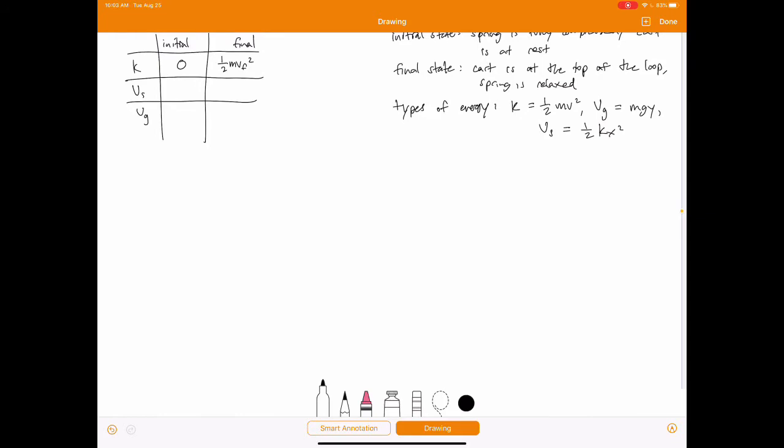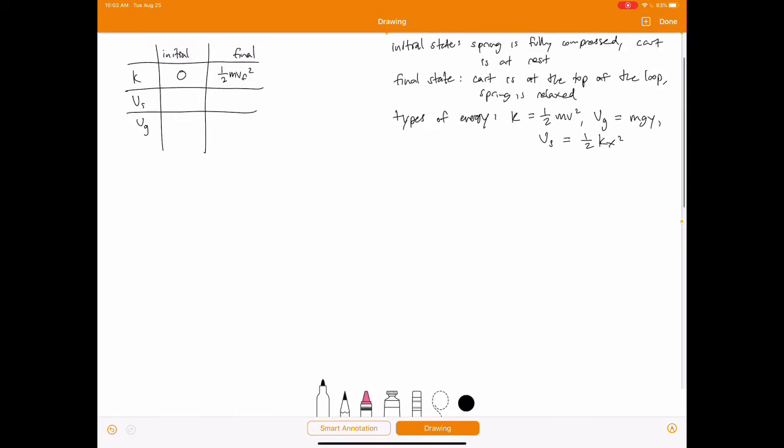When we consider the spring, in the initial state, well, it's compressed by a distance x, so we have 1/2 kx squared. But in the final state, it's perfectly relaxed, so 0 would be the final potential energy.